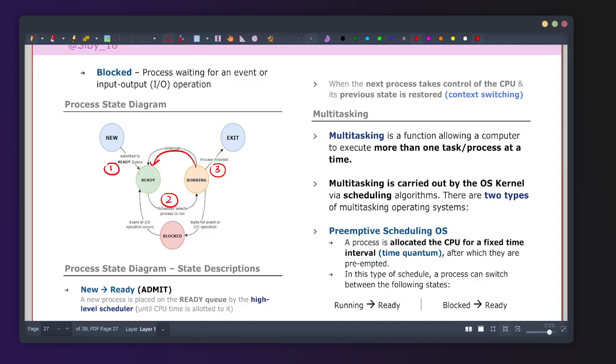So we looked at a few state changes. New to ready, it's when it's admitted to the ready queue. When the scheduler selects a process to run, the process's state changes from ready to running. Of course, when the process finishes running, it will be exited. But if the process needs to be processed further later, it will switch back from running to ready.